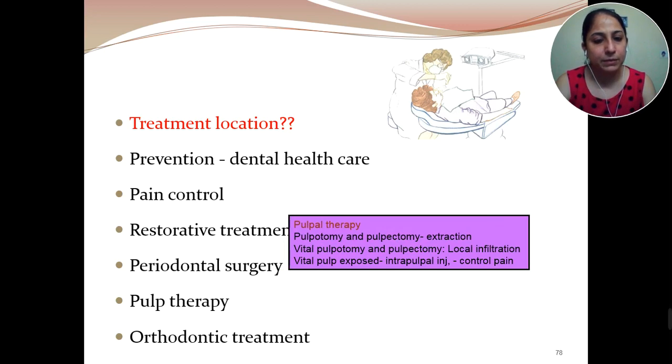Pulpal therapy, pulpotomy and pulpectomy can be done. Extractions might cause bleeding. Vital pulpotomy and pulpectomy can be done under local infiltration. And for exposed pulp, intrapulpal injections can be given to control pain.